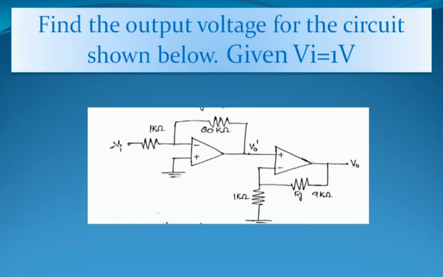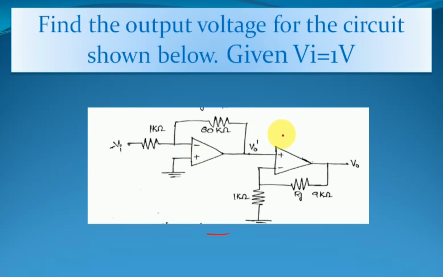Now, in today's video, we are going to see how to find out the output voltage for the given op-amp circuit. So this is the given op-amp circuit. Here they have given Vi as 1 volt. Two op-amp circuits are there and we have to find the value of output voltage V0 given Vi as input voltage. If we clearly observe here, this input signal is given to the inverting terminal of the op-amp.